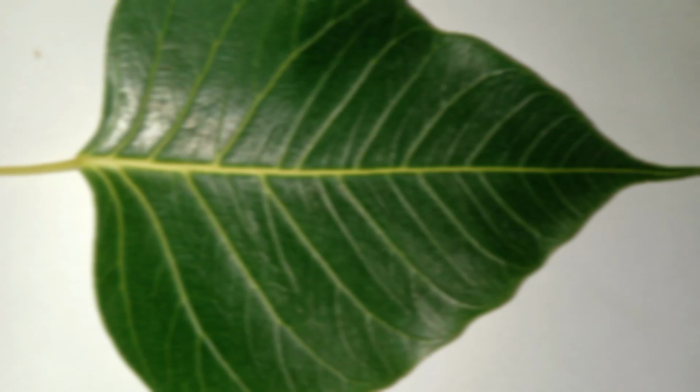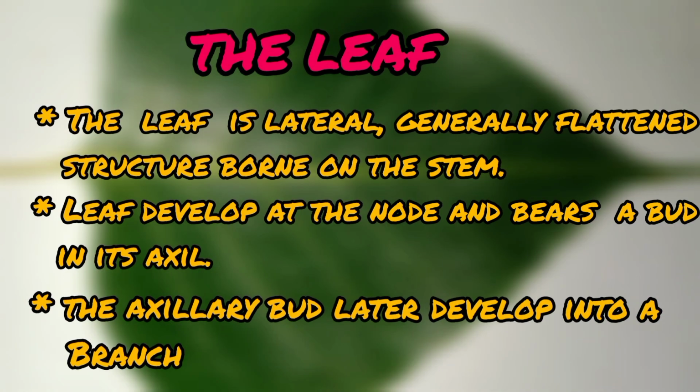In this video, I am going to explain about the leaf, type of venation and the phyllotaxy. The leaf is a lateral, generally flattened structure borne on the stem. Leaf develops at the nodes and bears a bud in its axil, and this bud is called axillary bud, and this axillary bud later develops into a branch.